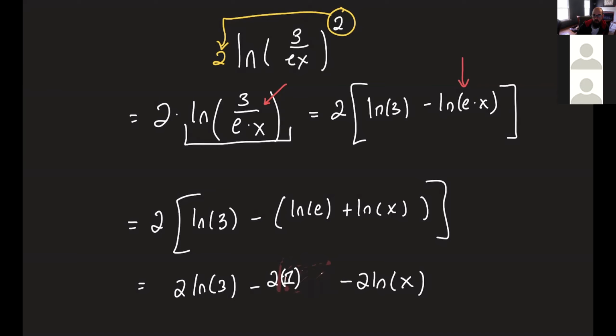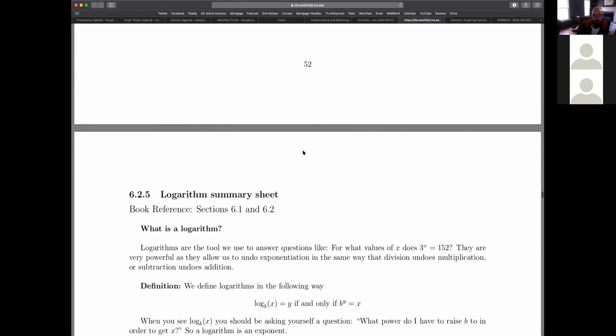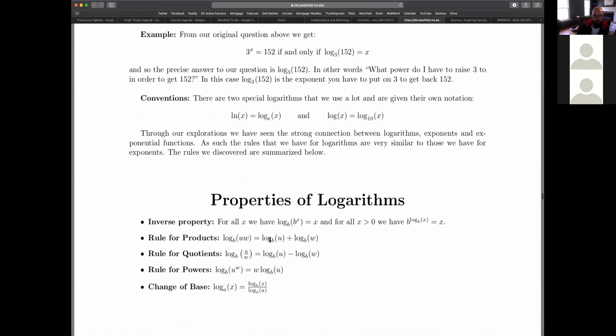So, I wish I could do a double screen share here. That's this property right here. Anytime you have a logarithm, you can take this exponent here and bring it down out front as a multiplication. Yeah. And so think through these.